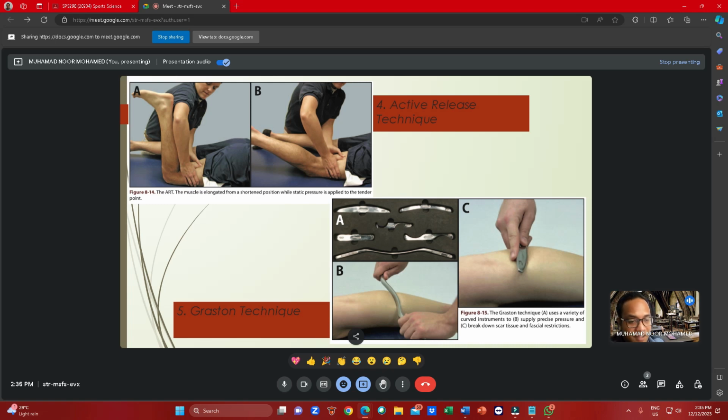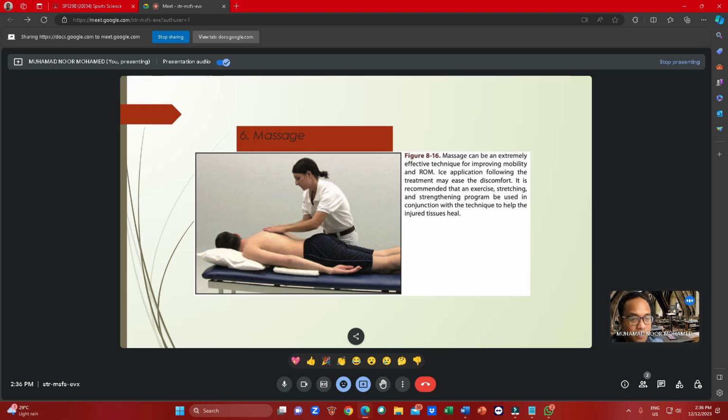Okay, Graston technique, on the other hand, uses a variety of curved instruments to mimic a massage procedure, and they are going to apply pressure to the surface of the muscle, in the process enhancing blood flow and also breaking down scar tissue and fascial restriction that may be present underneath our skin. So we are going to have a better length of muscle and a better supply of blood towards the moving muscle. Okay, massage is quite normal.